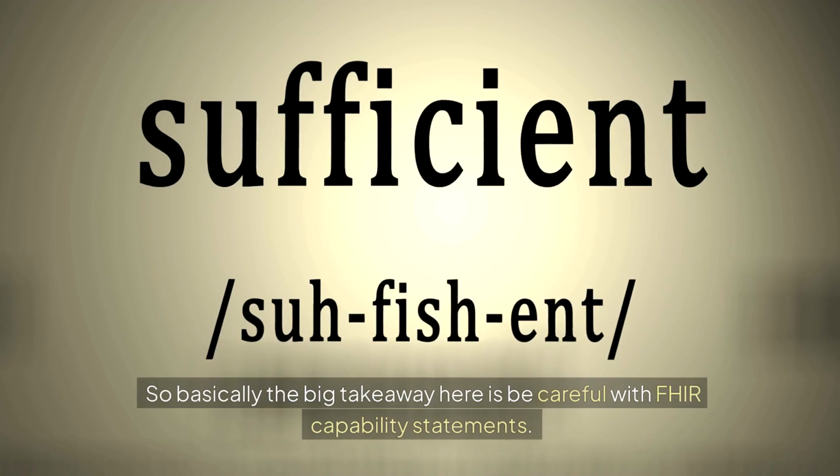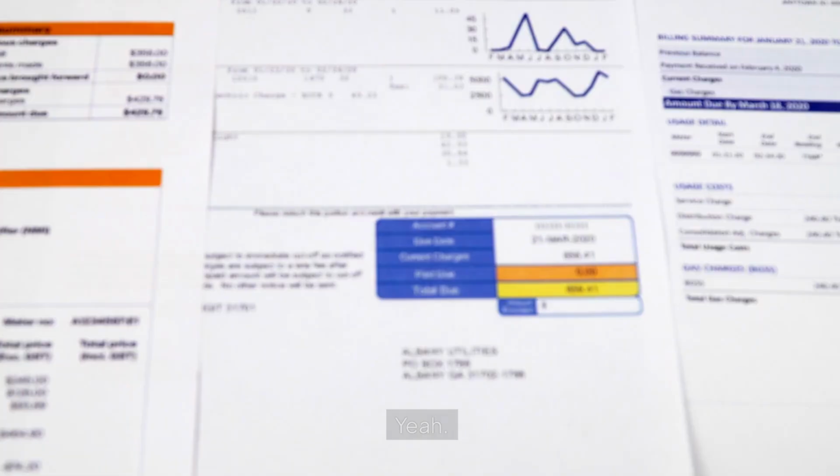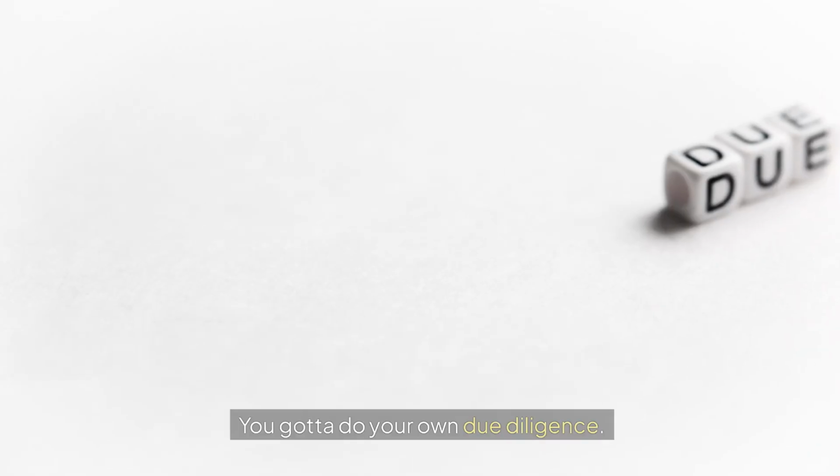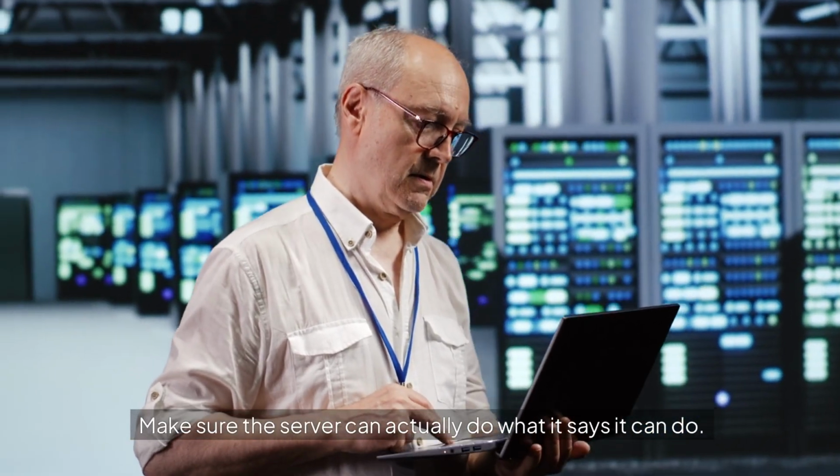So basically the big takeaway here is be careful with FHIR capability statements. They're useful, but they're not perfect. You've got to do your own due diligence. Exactly. Always double check. Make sure the server can actually do what it says it can do.